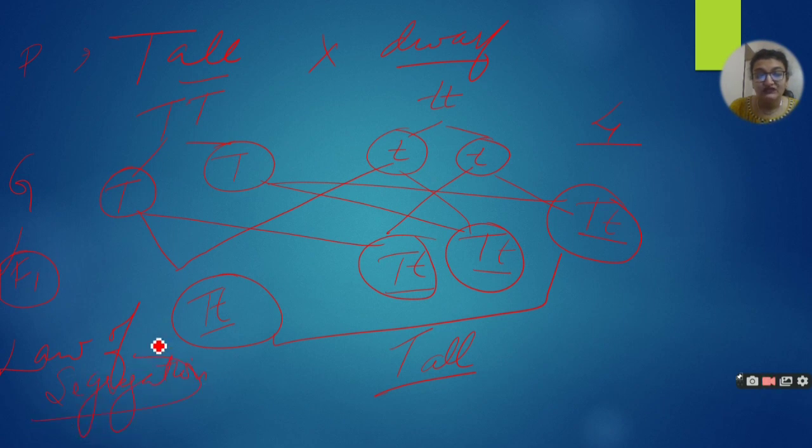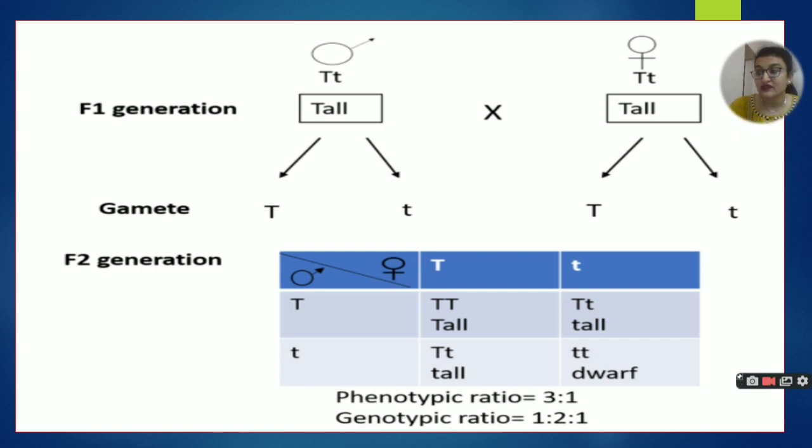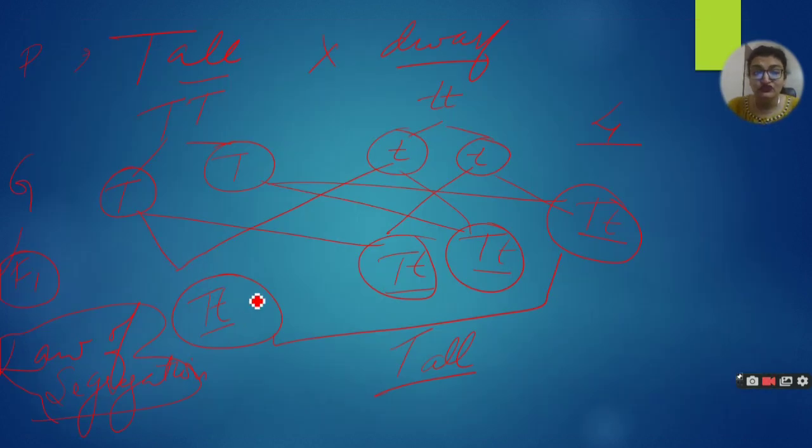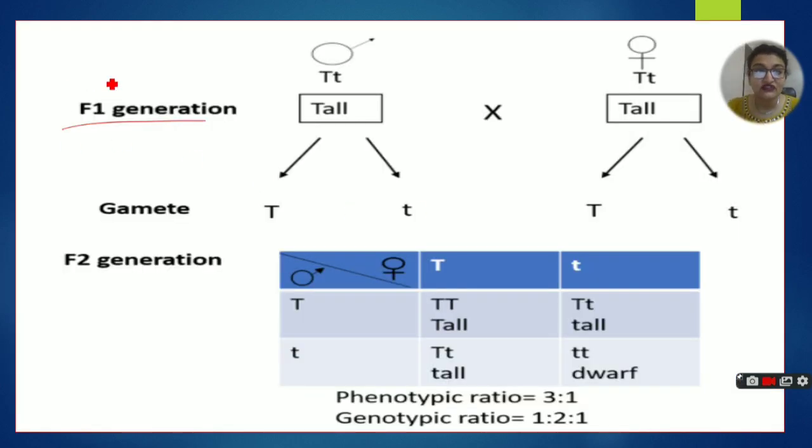Now, once we get the F1 generation, the next step would be this one. That is, he was able to cross. What he did was that he used either of the two plants, either these two or maybe these two, to do the crossing over, that is the selfing. In this F1 generation, we got all these plants. Selfing was being done, that is, they were allowed to cross on their own. Self means on their own.